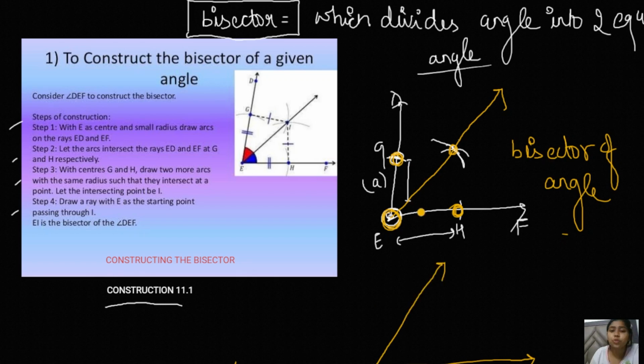I know you people don't know how to make a 60-degree angle, and I'll tell you how to make a 60-degree angle in my other slides. But before that, let's suppose that this angle is 60 degrees and we have to make a bisector. So how will we make a bisector? We'll draw the angle of 30 degrees to make the bisector.